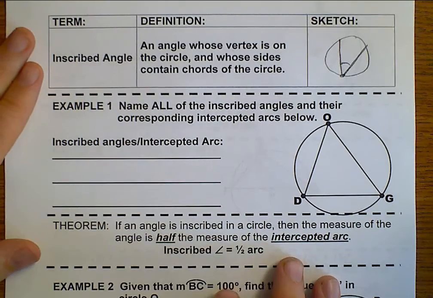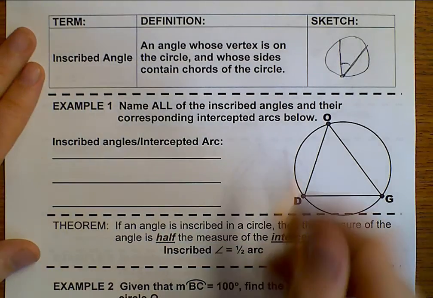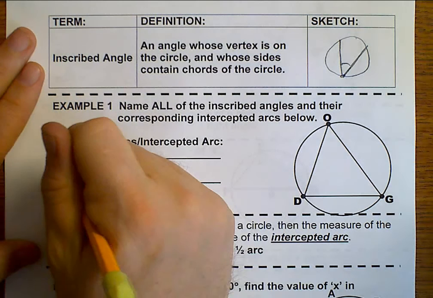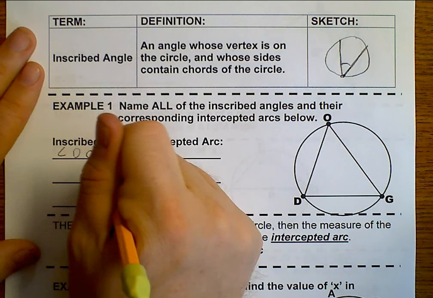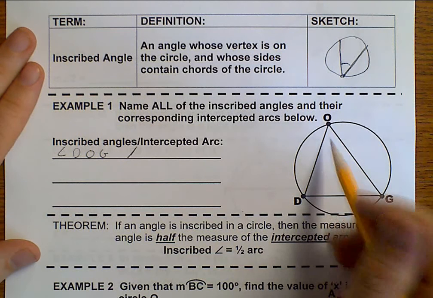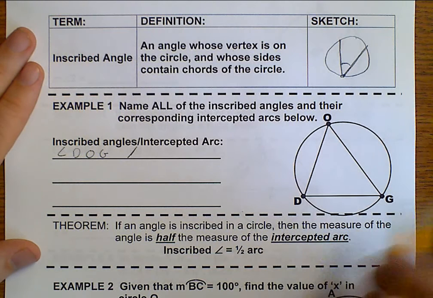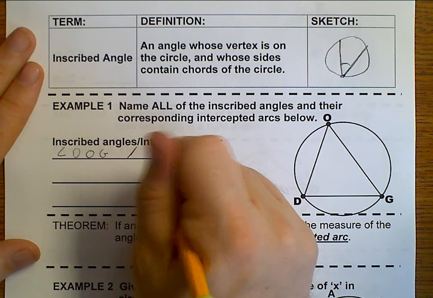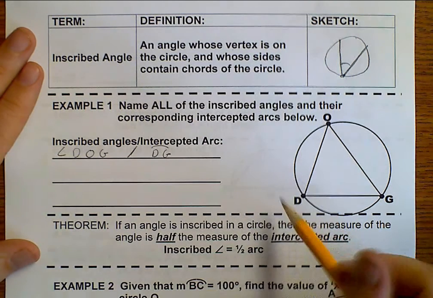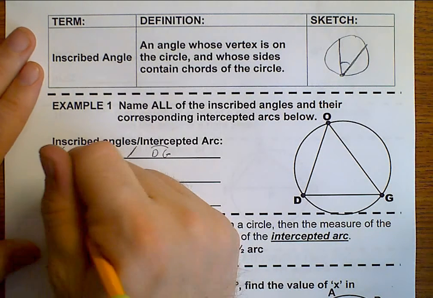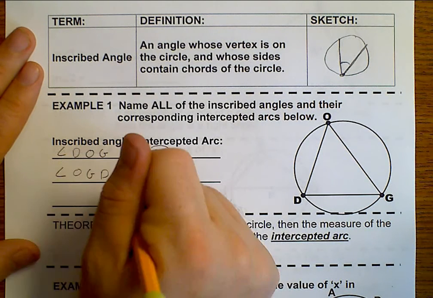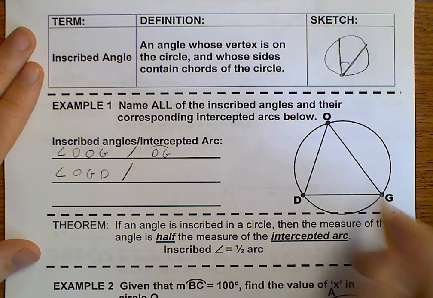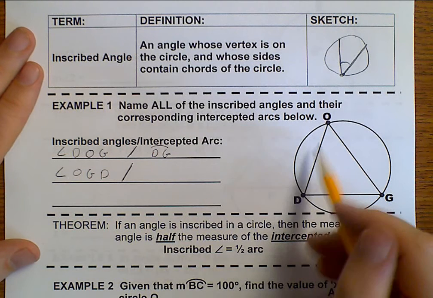So we're going to start off by naming some inscribed angles. Well, I have angle DOG, and angle DOG inscribes, or creates, intercepts arc DG. So it was DOG. Now I've got OGD, and OGD intercepts arc OD.